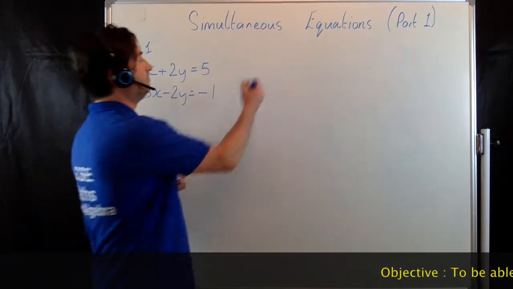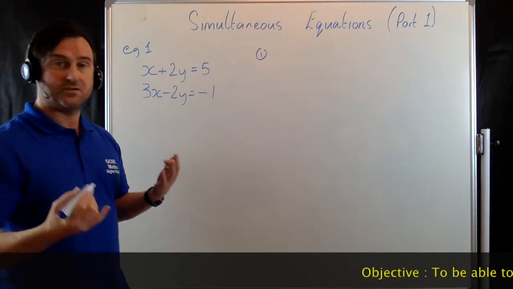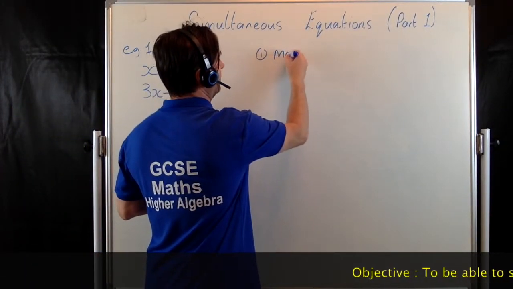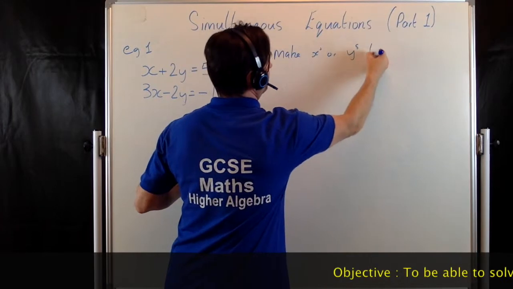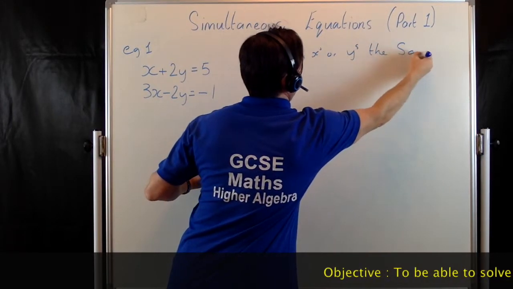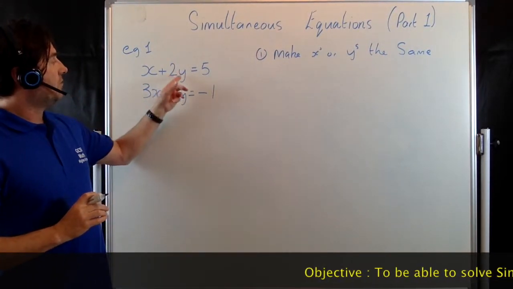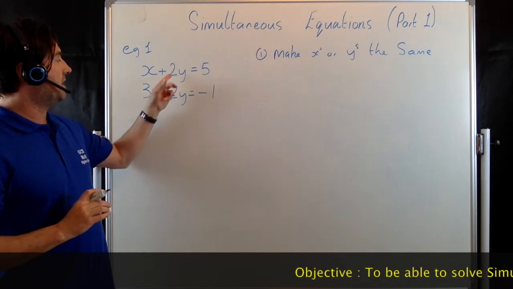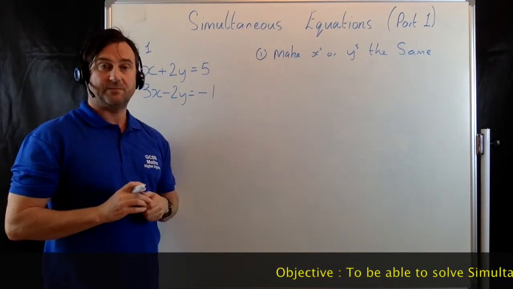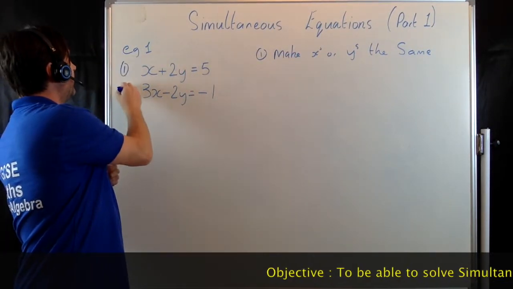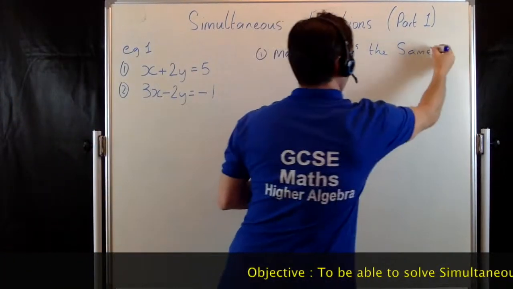First of all then, step 1. What we're going to do is we're going to make either the x's or the y's the same. So just write down, make x's or y's the same. Now this one's a very easy one because if you have a look, we've got x and 3x, but here we've got 2y and we've got 2y. So in actual fact, part 1 is already done. So in equations 1 and 2, we've got the y's already the same. So that's done.